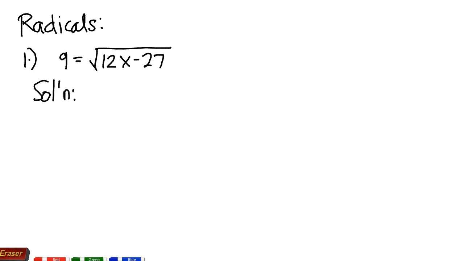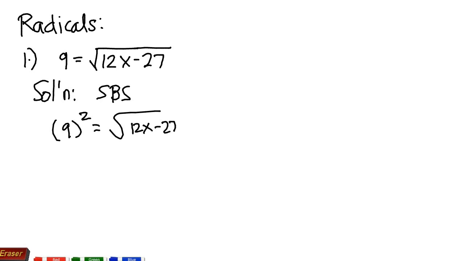To do this one, we're going to perform the SBS. You know what is SBS? That is squaring both sides, or square both sides. So in this case, we're going to square the two sides. So you have 9 squared is equals to the square root of 12x minus 27 that is being squared, so that we can cancel the radical sign.